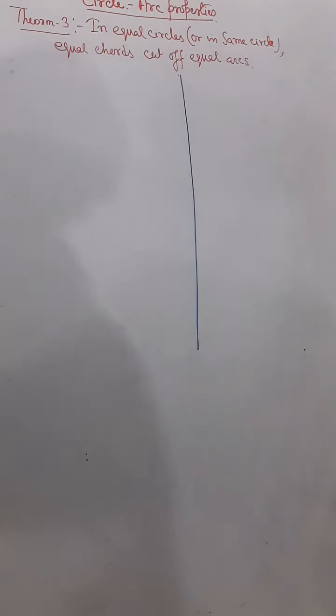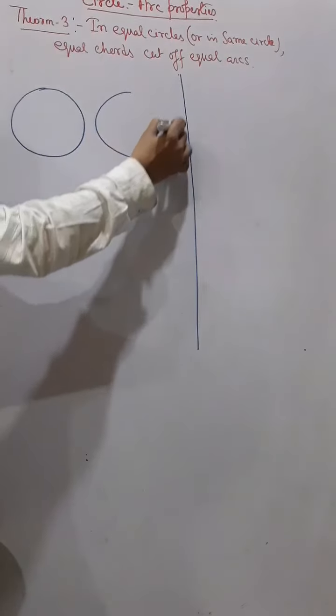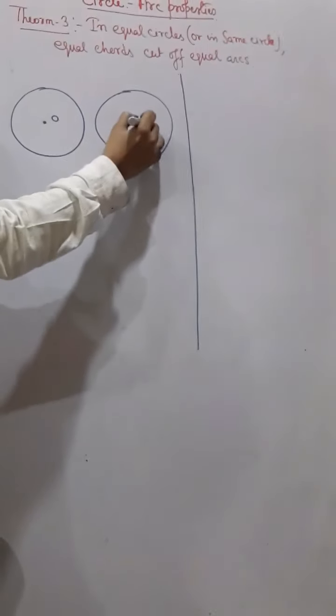Okay, now theorem 3 states that in equal circles or in the same circle, equal chords cut off equal arcs. That means if the chords are equal, then the arcs are also equal on that part. So suppose these are the two equal circles with center O and center P.